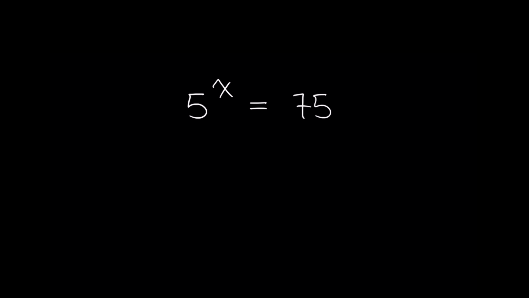Okay, so the first thing that I'd normally do when faced with such a problem is to test out some values of x to see if I can get the equation to validate itself. But unfortunately, no integer value of x seems to get this equation to be true. Or in other words, 75 is not a perfect power of 5.